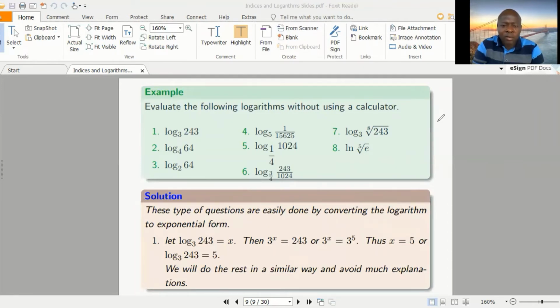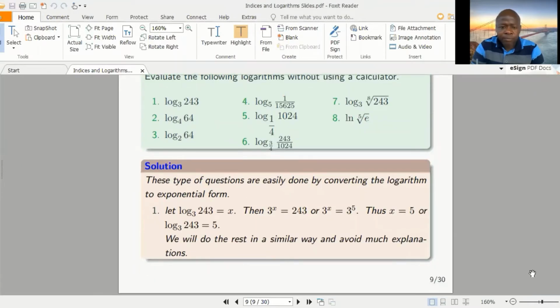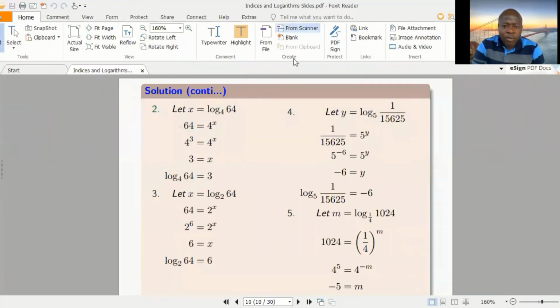Let's look at the second example here. But I'll not do all these questions. Once I've done 2 or 3, you should be able to follow up and do the rest. Now, what was the other one? The other one was log of 64.